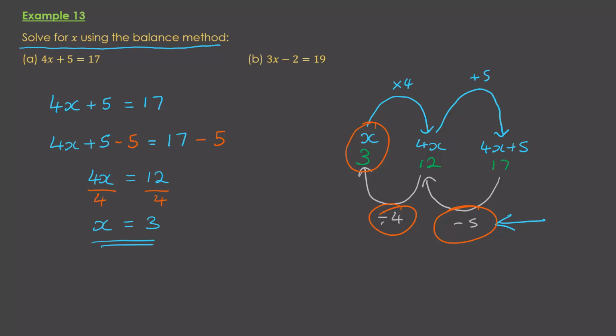But note as well that if you look here in my steps of solving the equation, it's the same as the middle. So we start with 4x plus 5 is 17. After one step, we've got 4x equals 12. And then after two steps, we've got x equals 3. So note how the technique of solving by balance follows the flowchart.